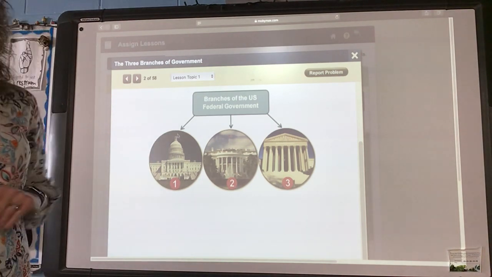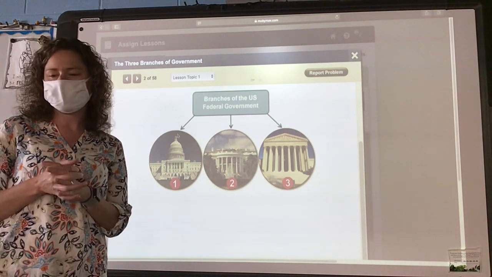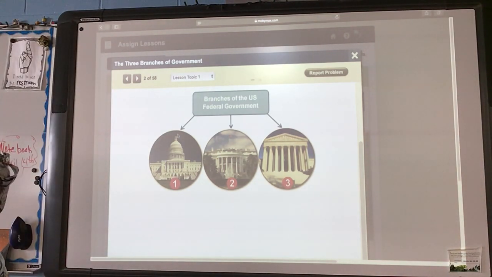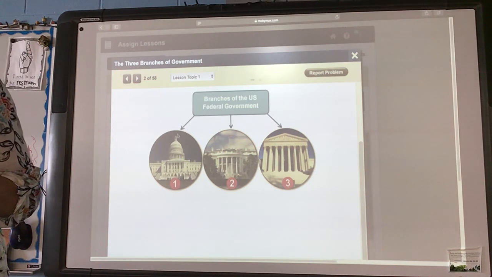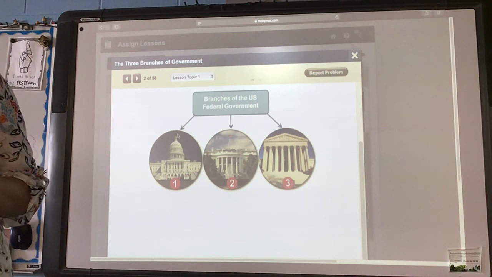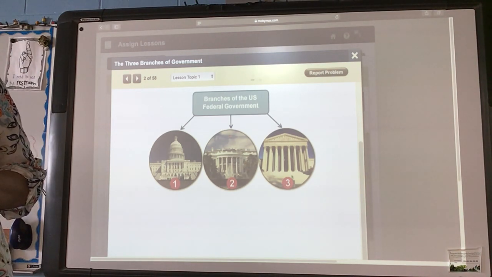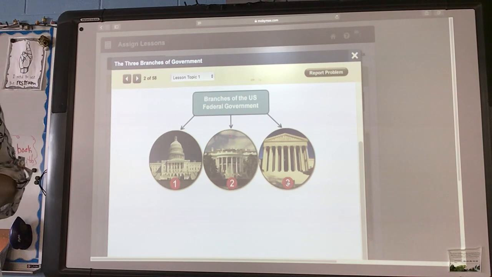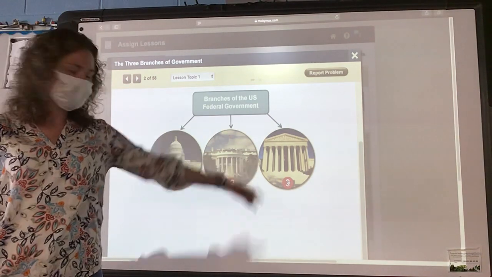If we click on number 2, what do we get? Nice and loud for me, Emmy. Executive. He enforces laws. And who's in charge of that one? The executive branch. Who's in charge of it, at the federal government, anyways? The president, yep. And the last one, if I click on number 3, Josh, what pops up?